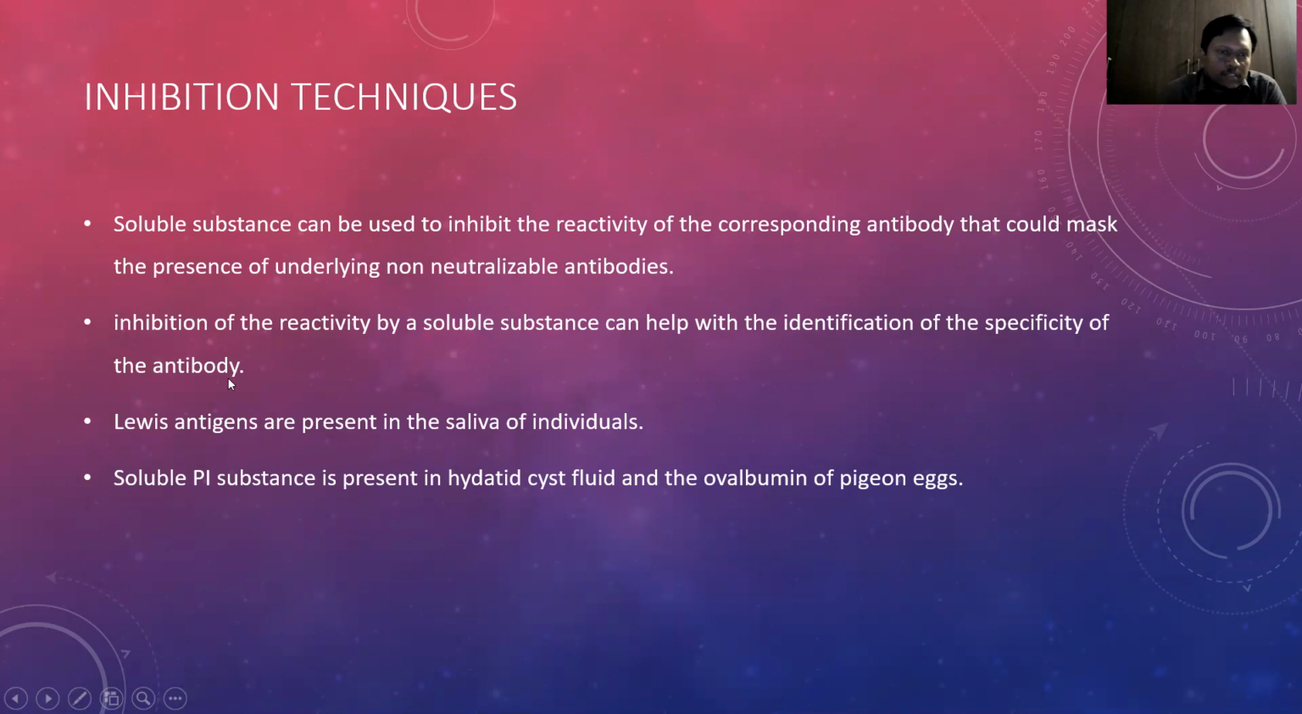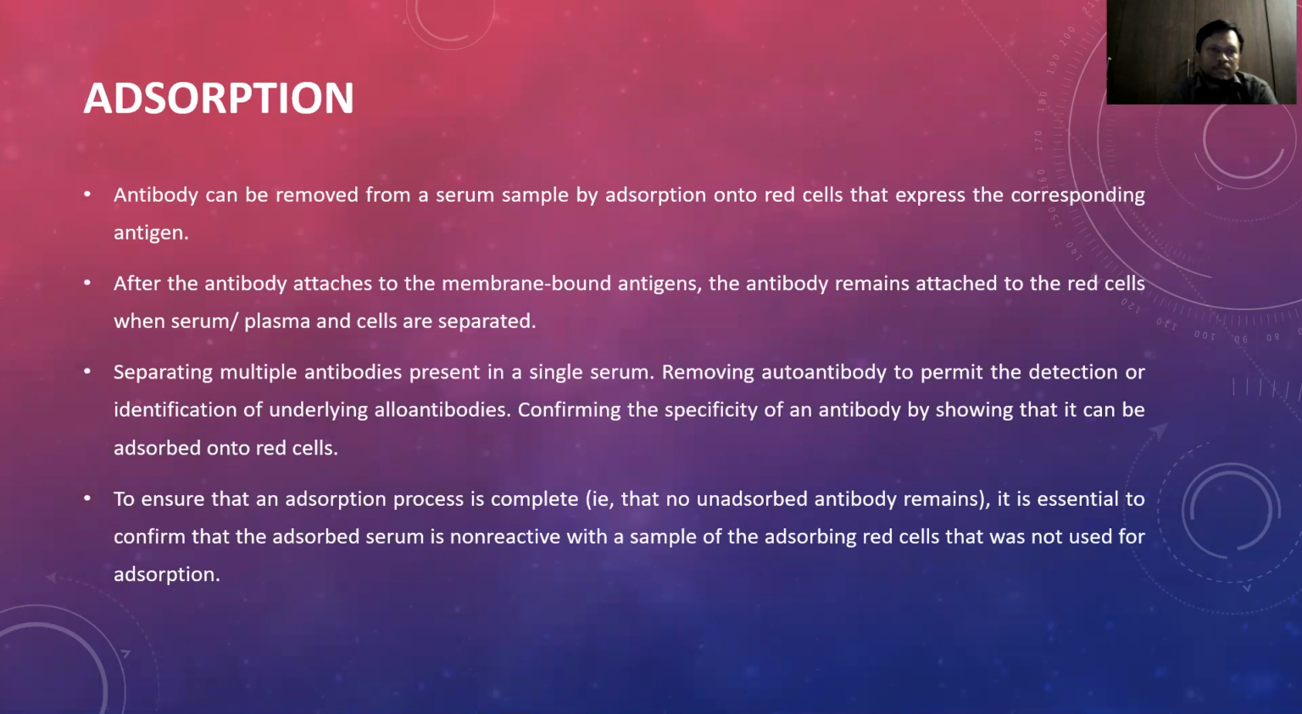Most commonly we see Lewis antigen present in the saliva of the individual. You can use the saliva as an inhibition medium. Similarly, soluble P1 substance is present in hydatid fluid and in the ovalbumin of pigeon eggs. So these are all mediums by which we can inhibit that particular antibody and resolve the identification.